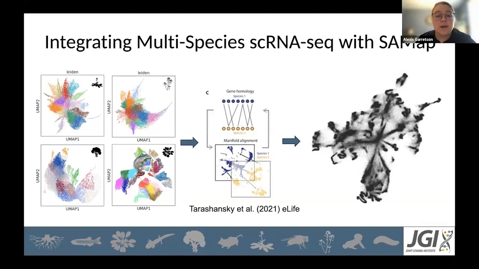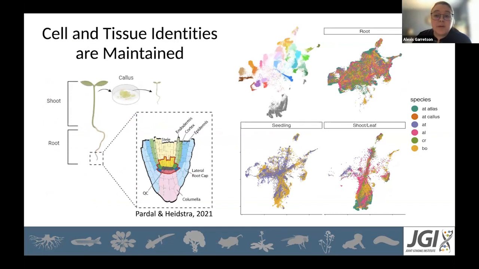And so using this tool, we're able to combine these data sets into a single projection and connect neighborhoods of cells across species to transfer labels or to determine the types of things going on in different clusters of cells. So in this particular data set, not only are they ending up in the same space, we're seeing that cell and tissue identities are nicely maintained. So in the data set, we know that some of our single cell data sets were from shoot or from root or from whole seedling.